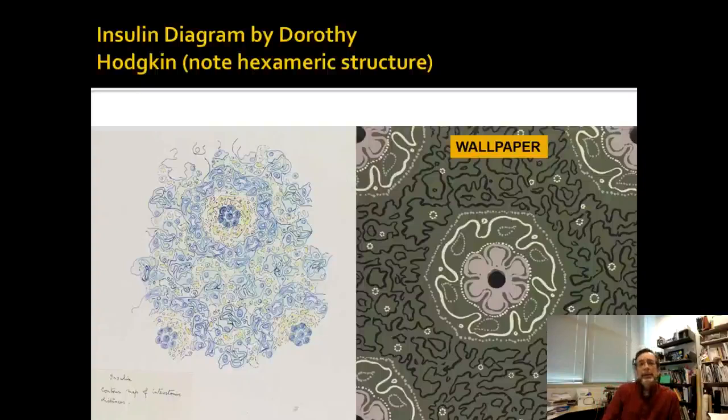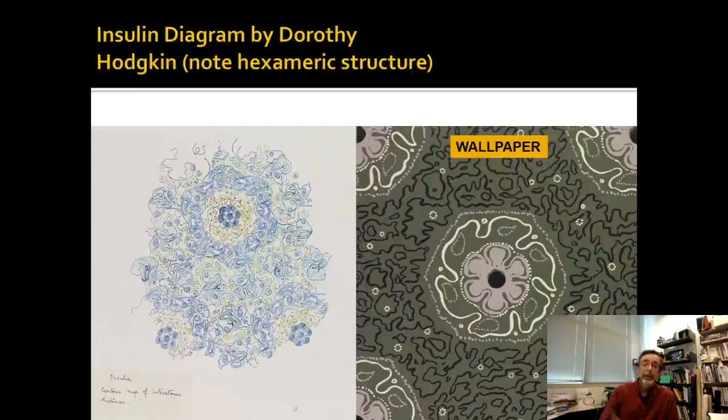And when they did it with insulin, they pretty quickly saw hexagons over and over again. And it turns out that insulin has two chains, and the two chains are in a trimer. 2 times 3 equals 6. Insulin does have a hexagon of alpha helices that are arranged in its structure. The early pictures of insulin look like hexagons, and Dorothy Hodgkin drew them like this. Because she had some artistic ability, she could make them beautiful.